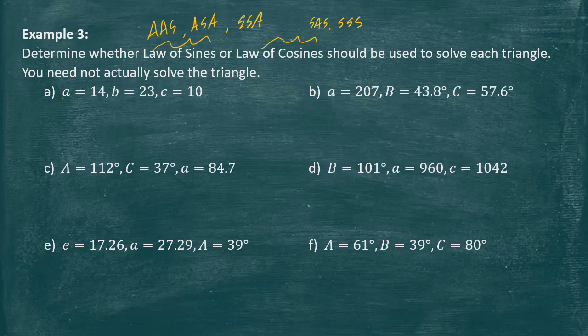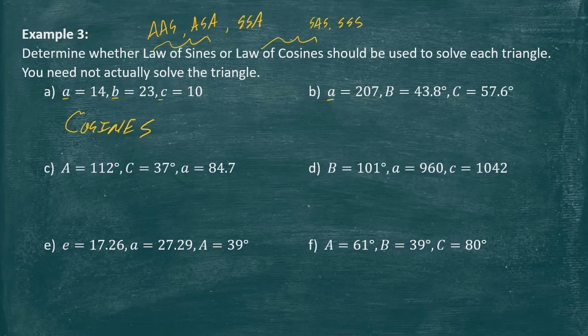So if we look at the first one, notice we have 3 lowercase letters, so really I don't have any angles at all, so that really rules out law of sines because I need to have at least one angle involved there. So that does force my hand into the law of cosines. I think that's probably going to be more efficient. So law of cosines for part A.